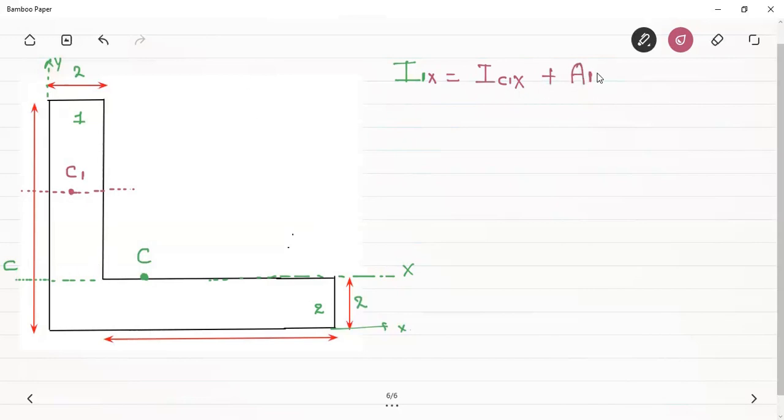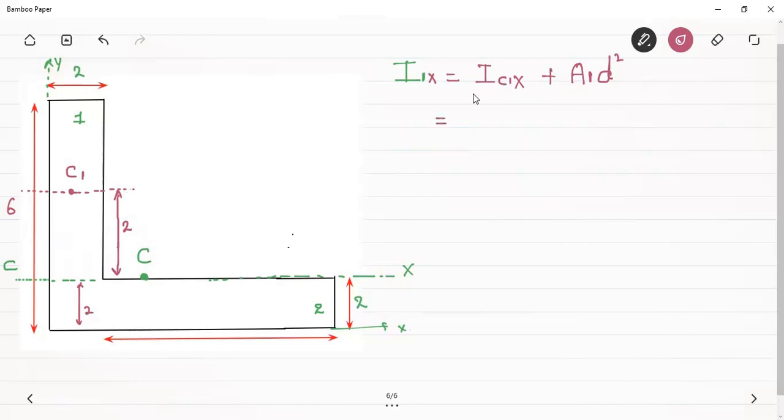Therefore, I will write the area of the first rectangle multiplied by the square of the distance between these two axes. It can be seen from the figure that this distance will be equal to 2, because this is a complete 6 and this distance is equal to 2. The rest of the distance will be 4, and half of 4 will be 2.